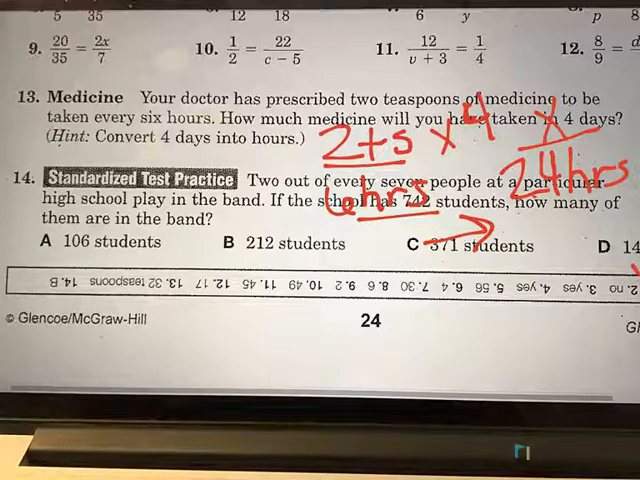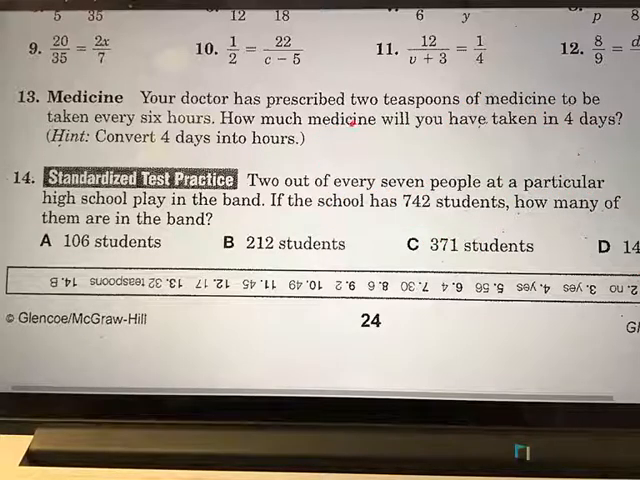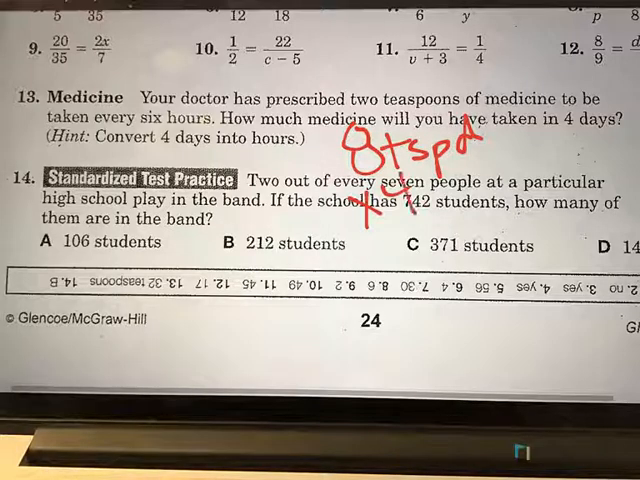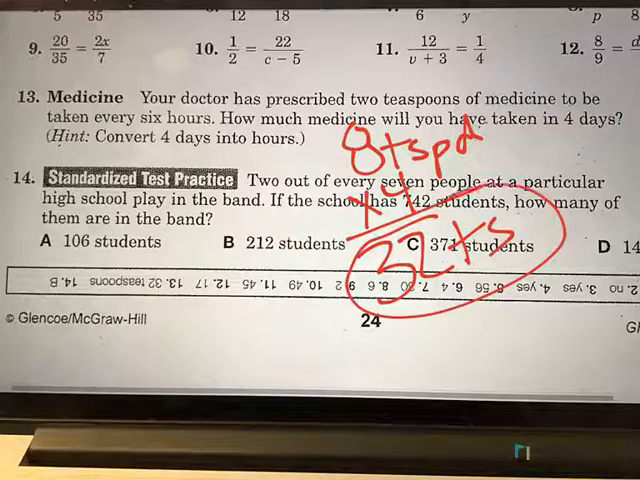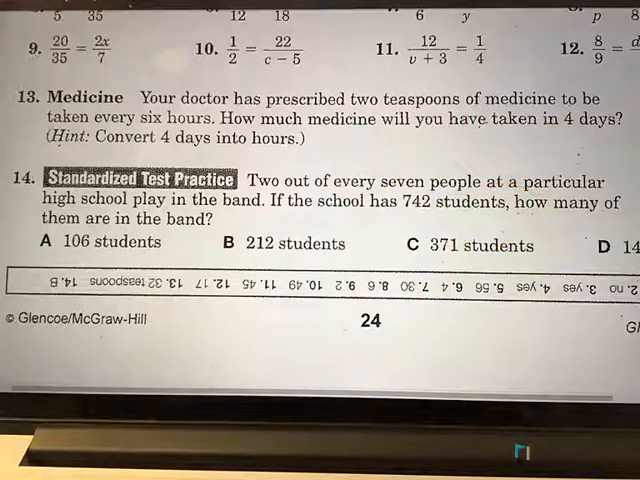So if you're taking 8 teaspoons per day, and you're doing it for 4 days, all we're going to do is multiply 4 times 8, and we're going to get 32 teaspoons for all 4 days. Okay, that's 13. Let's look at number 14.